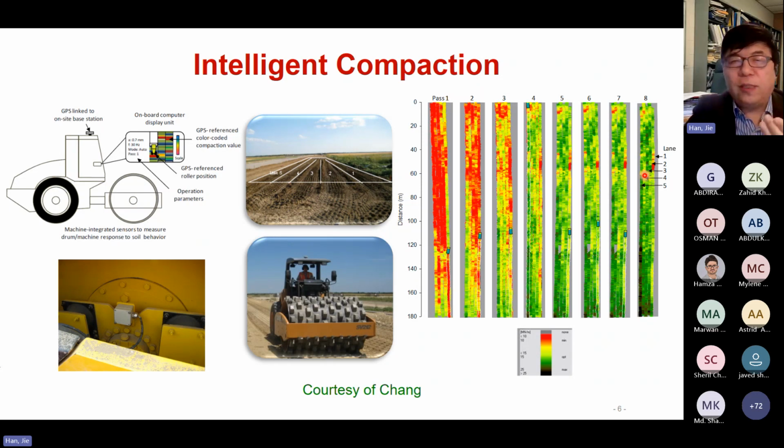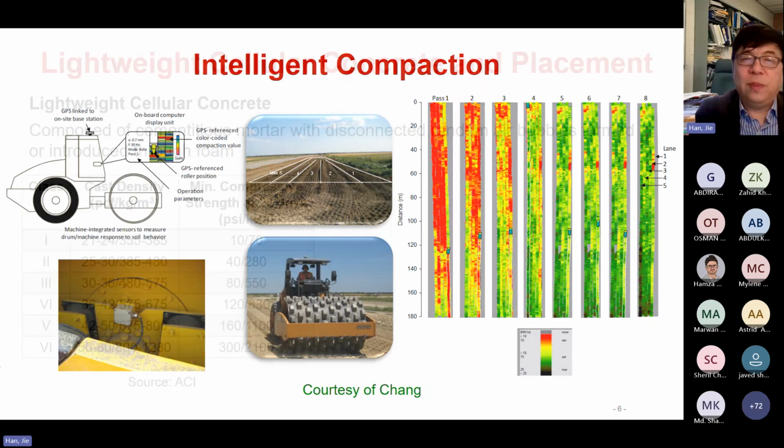And some of the time, you don't need to reach 5 or 6 passes. Maybe 3 passes will be enough, maybe 4 passes will be enough. So that gives you very good information to make a smart decision. So this is the one technology called intelligent compaction.